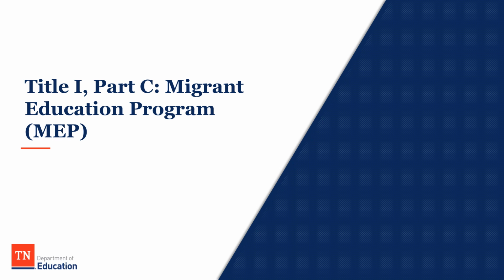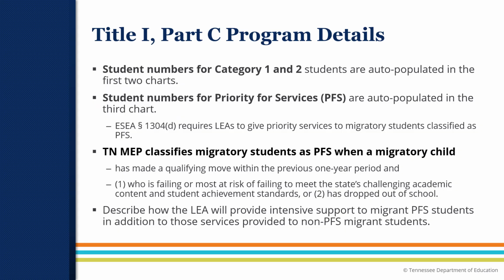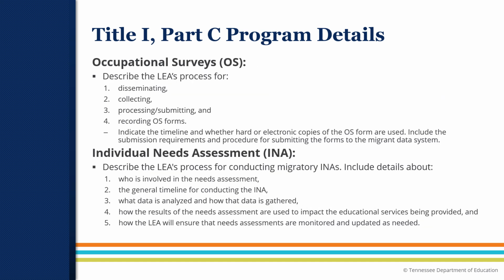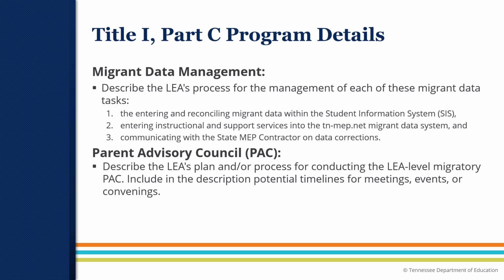Then Title I Part C Migrant. When it comes to the program details page, there are some auto-populated numbers to assist you. And you will also answer some questions such as how you will provide intent support to your priority for service students to ensure they are getting extra support. Of course, you will be asked questions regarding the occupational survey and the individual needs assessment, along with your migrant data management and the Parent Advisory Council.